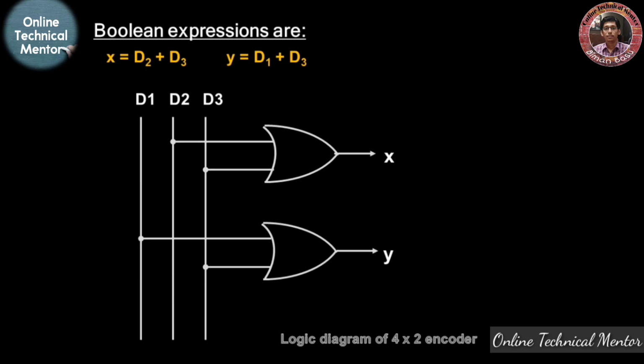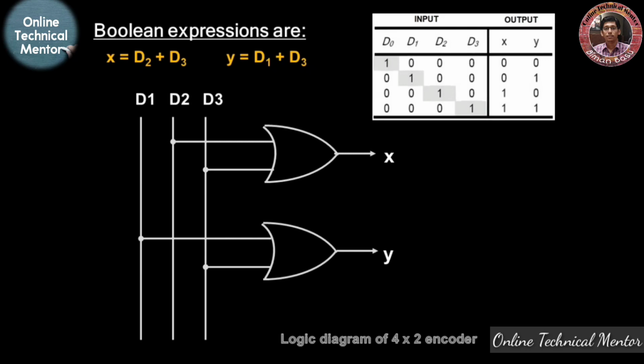Now check with the truth table whether it satisfies our truth table or not. So first consider the first row. Here D0 is 1, and for that combination of inputs, x and y are 0. Since there is no connection from D0, you can also draw D0, it doesn't matter. If D0 is high and no connections are drawn from this line, x and y will remain in the 0 state.